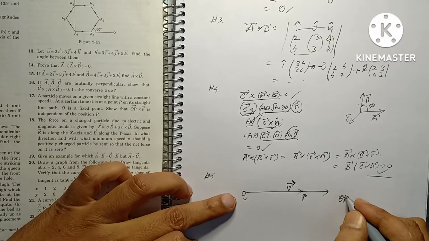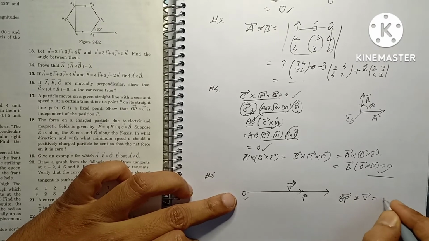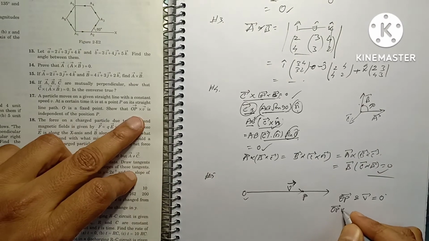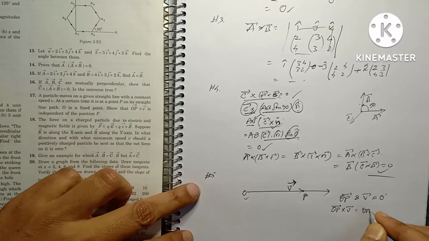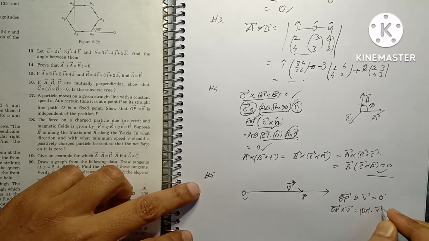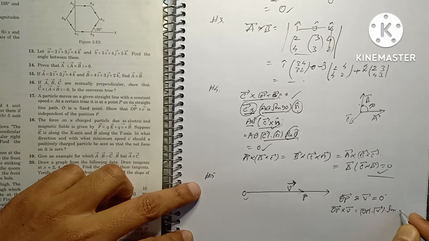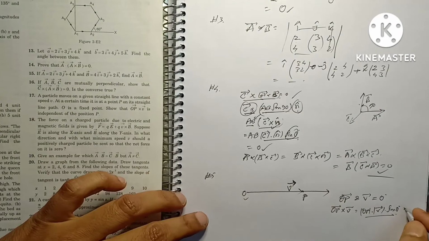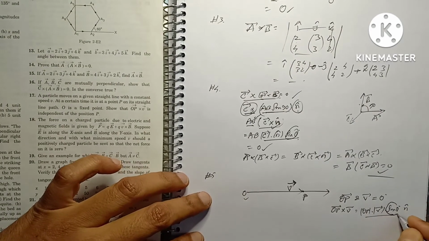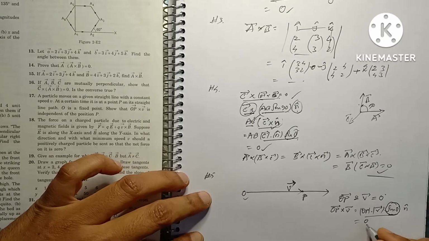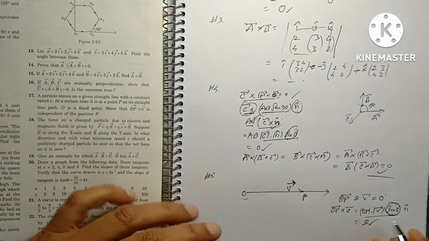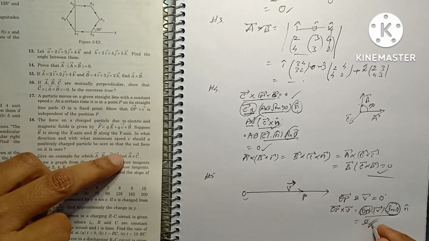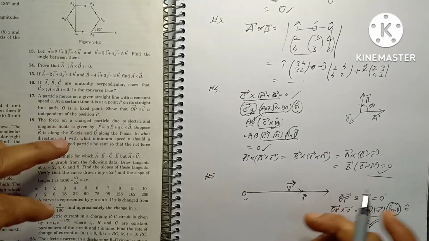So the angle between OP and B vector is 0 degrees. So we can write OP cross B equals mod of OP into mod of B into sin 0 degrees into n cap, the unit vector. Sin 0 degrees means the whole quantity is 0. So whatever the value of OP, it does not depend on it. It always comes 0.